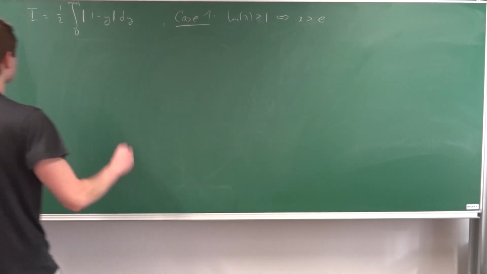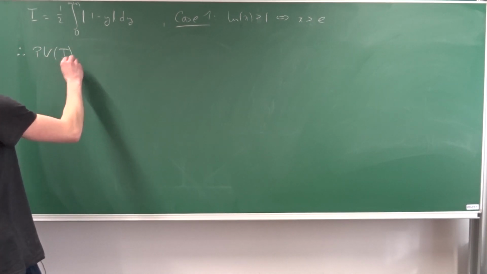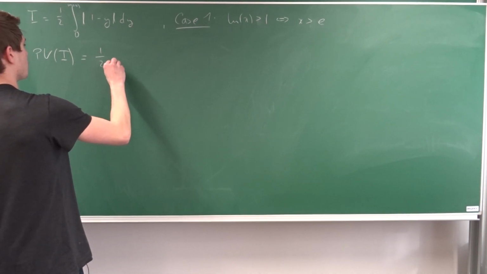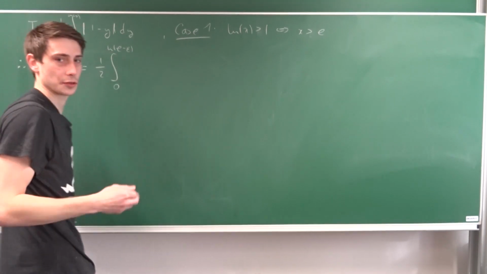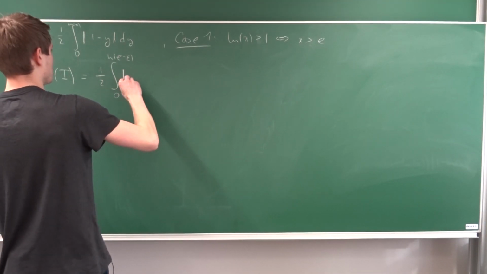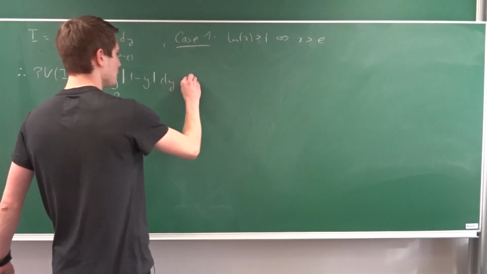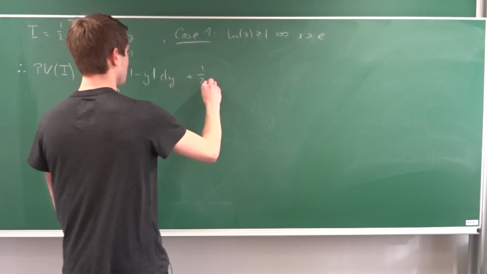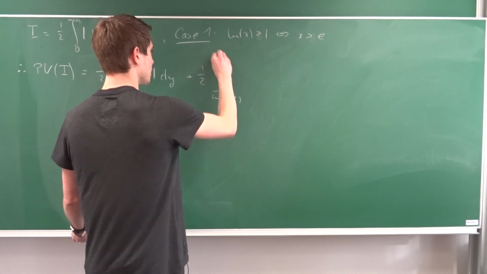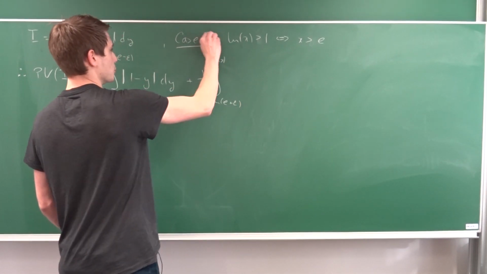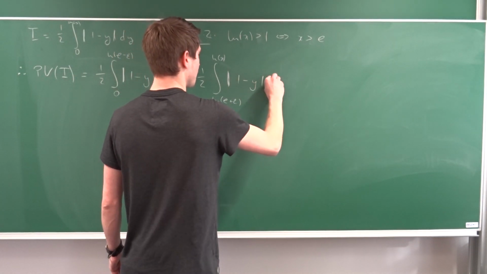That's the basic idea behind it. So what does it mean? The principal value of our integral I. Well, that's just 1/2 times the integral from 0 to the ln of e minus epsilon. So that's the first part we want to approach, of the absolute value of 1 minus y dy. And now we are adding our second part, plus 1/2 times the integral from ln of e plus epsilon to ln of x. And that's case 2. I forgot to erase that. Of the absolute value of 1 minus y dy.